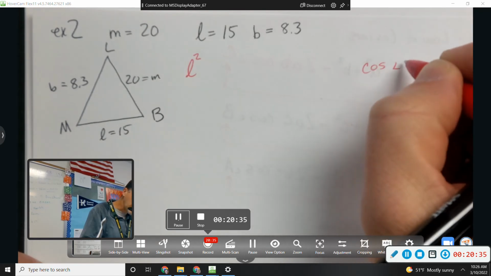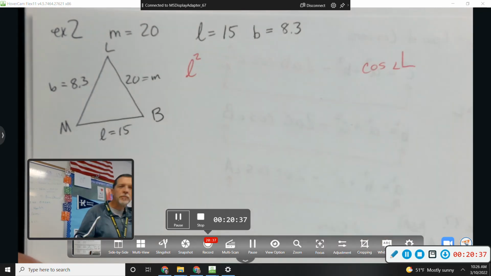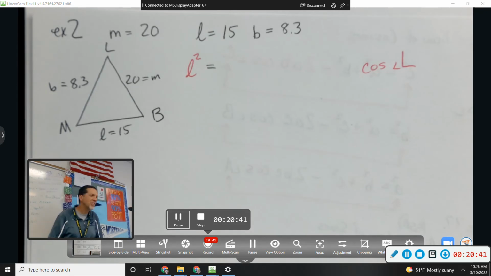So if we want to find L, again, when you see me write the equation, I'm always going to write it like that. That's just kind of how I have it memorized. L squared is across from cosine of angle L. And then the other stuff goes in between there. So the B and the M.